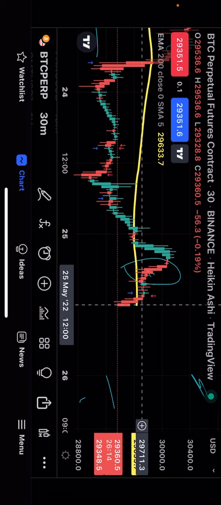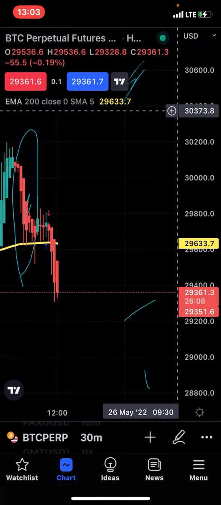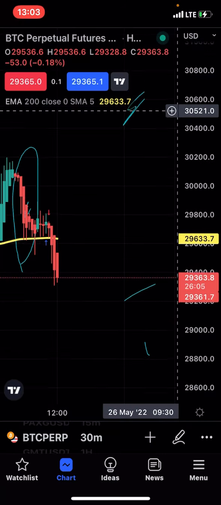I was saying about how to become a responsible trader. I don't like how this thing is cutting. So I said, do not chase price action.